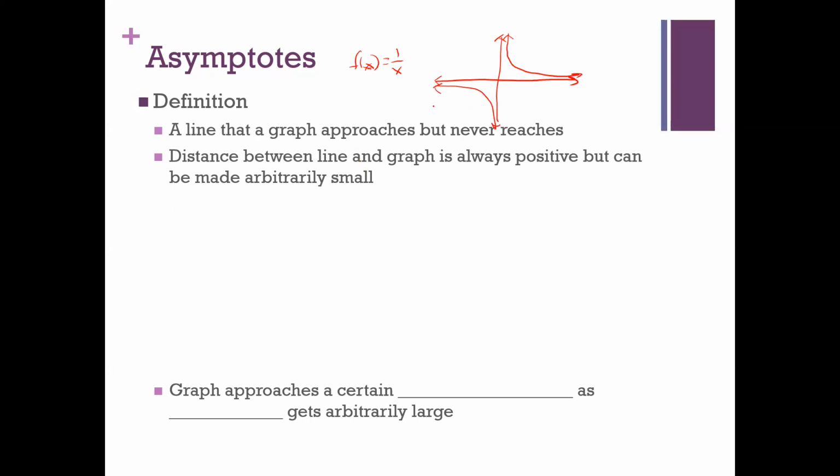So two different asymptotes here. I can get as close to the y-axis as I want with that graph. I can never reach it, but I can get as close as I want to it. Same with the x-axis. If I make my x values very, very small or very, very large, I can get as close as I want to the x-axis, but I can never reach that one.